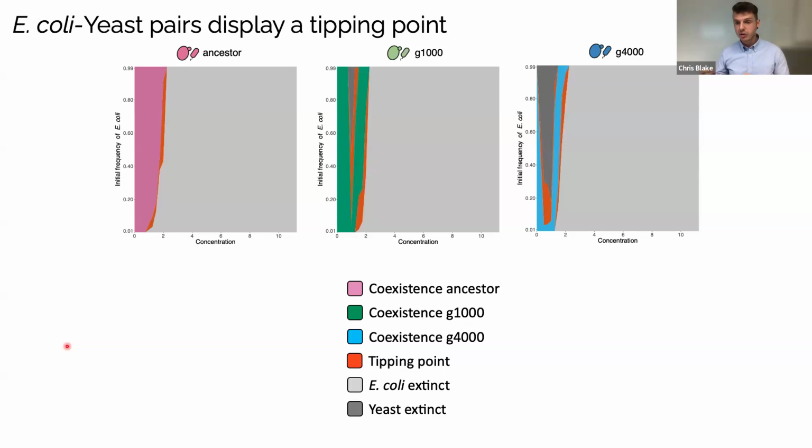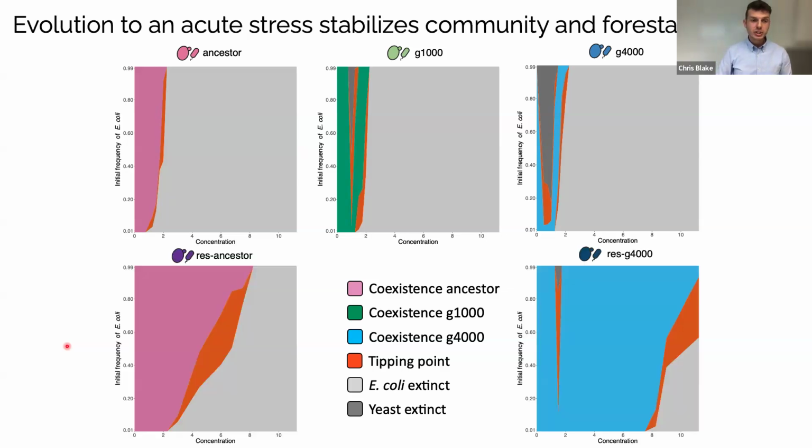Now, I would like to start with the good news. What happens if a system is able to evolve towards an acute environmental stress? We see, if we compare these now, the space where they can coexist is increasing immensely, and the tipping point is delayed and pushed out all the way to the right. However, there's also a downside to this. If we have a look at all three of the co-evolved cultures, we can see a second gray area appearing, a second tipping point, where under low concentrations of tetracycline, E. coli is actually able to outcompete yeast.